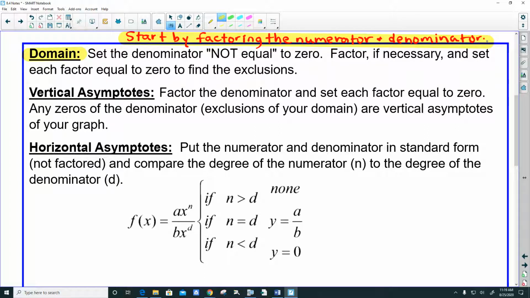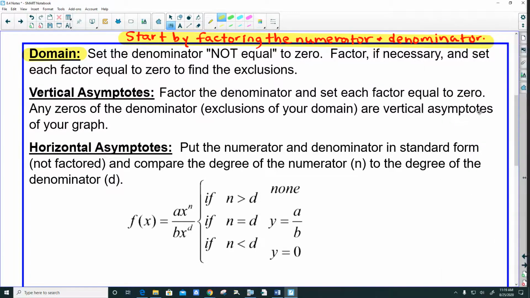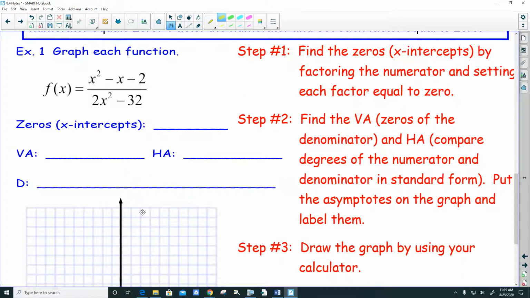Assuming we have done that first, let's go ahead and do that with this first example. I'm going to scroll down to example number 1. I probably should have put here for step 1, I'm just going to abbreviate here: factor numerator and denominator. Factor the numerator and the denominator. We have spent some time talking about factoring, so we should be comfortable with how to factor both the numerator and denominator.